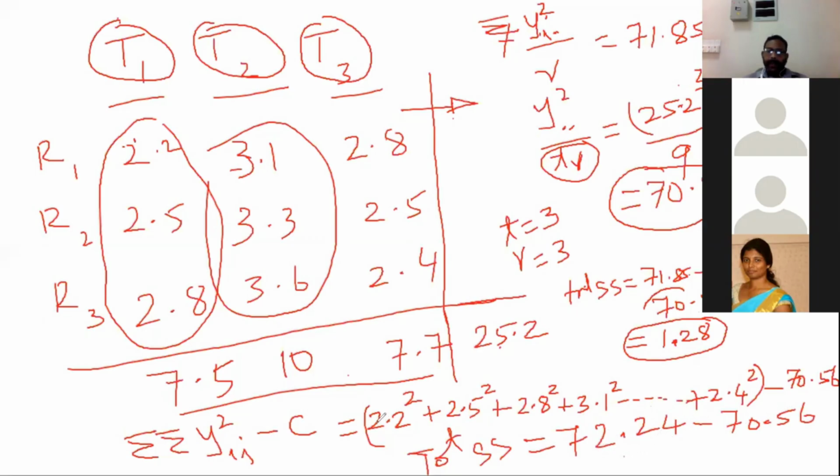So this is the addition of all the squares, isn't it? So what is the final total sums of square value? 1.68. Right. So keep these two in mind. This is 1.68 and this. I'm going to go to the next table. Is it clear to everybody?